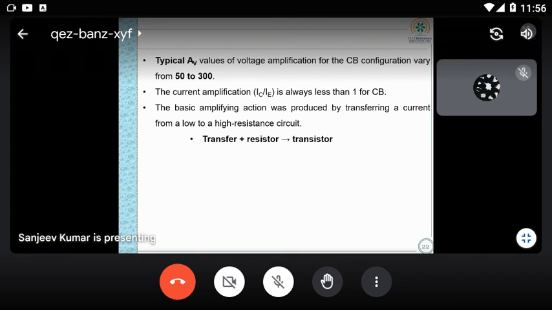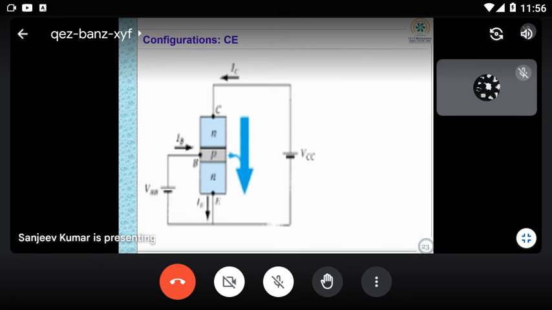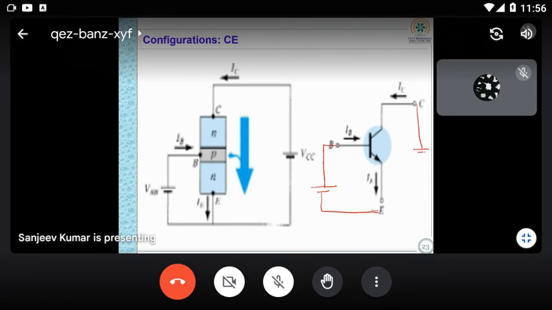Now we are going for common emitter configuration, which is popularly used. So for common emitter configuration, you can see the diagram. The emitter is common. Now I can do a symbolic representation also. So this is common base, this is common emitter. Now here you can do forward biasing on the base side, and this side you can do reverse biasing.